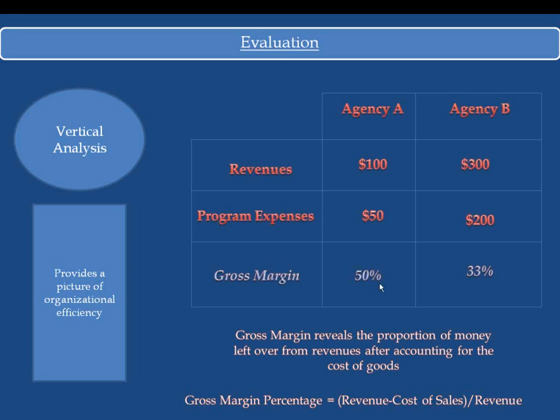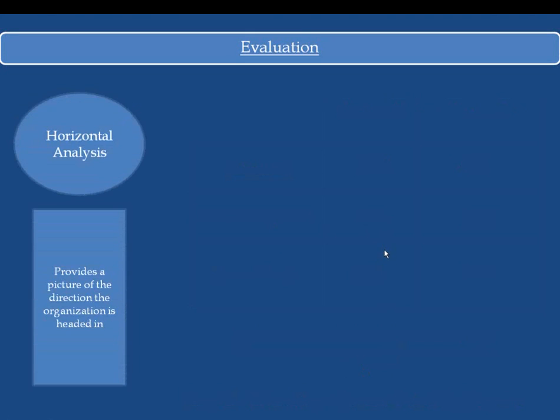Vertical analysis, looking at the income statement from line to line, analyzing each line to the next, will give you a picture of the agency's efficiency. Horizontal analysis is looking at time periods. This will provide a picture of the direction the organization is headed in.